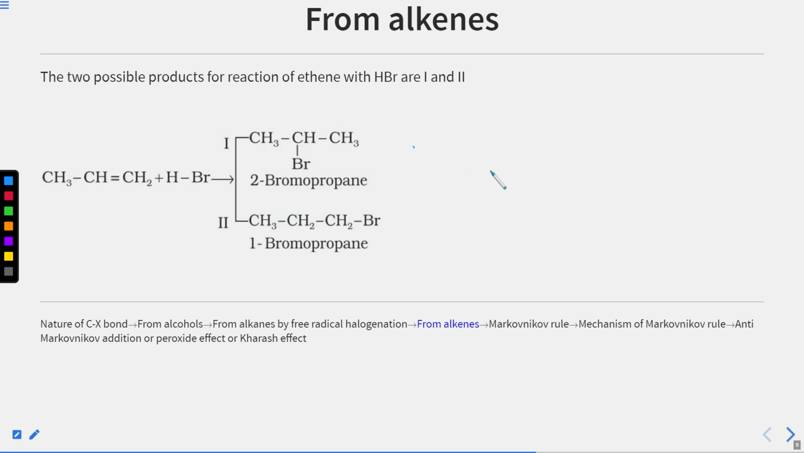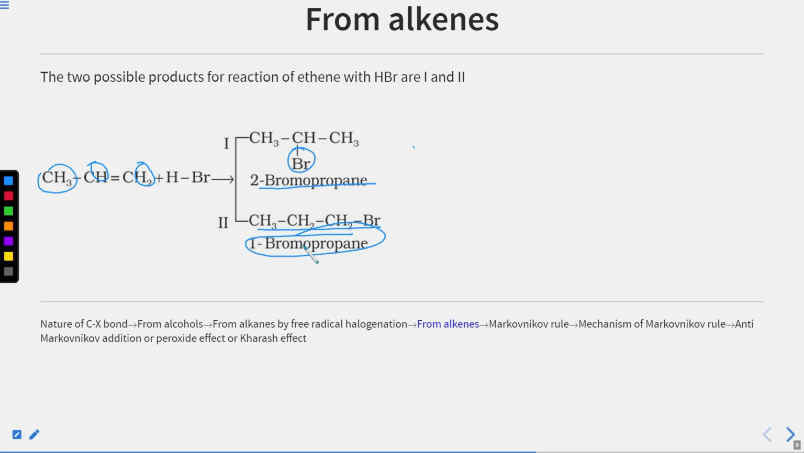Now what will be the case if the substituents on either side are different? Here you can see that on one side we have H and CH3 on the carbon, and on the other side we have both H as the substituents on the carbon. So the substituents on both carbons are not the same. Therefore you have to think of two products. If the Br adds on the second carbon atom, then this will give us 2-bromopropane, and if it adds on the first carbon atom, then it would give us 1-bromopropane. So two products are possible.